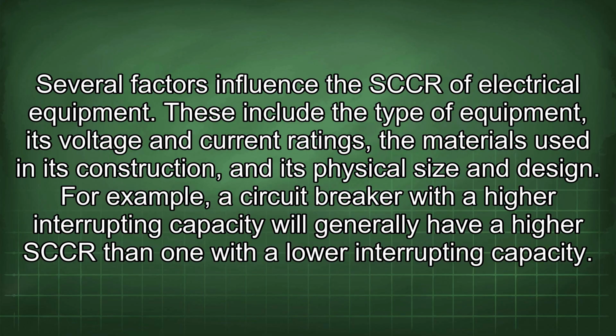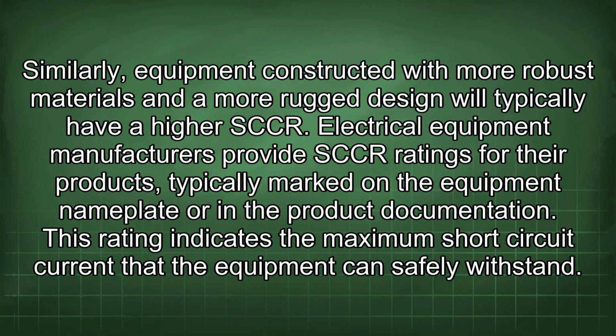These include the type of equipment, its voltage and current ratings, the materials used in its construction, and its physical size and design. For example, a circuit breaker with a higher interrupting capacity will generally have a higher SCCR than one with a lower interrupting capacity. Similarly, equipment constructed with more robust materials and a more rugged design will typically have a higher SCCR. Electrical equipment manufacturers provide SCCR ratings for their products, typically marked on the equipment nameplate or in the product documentation.